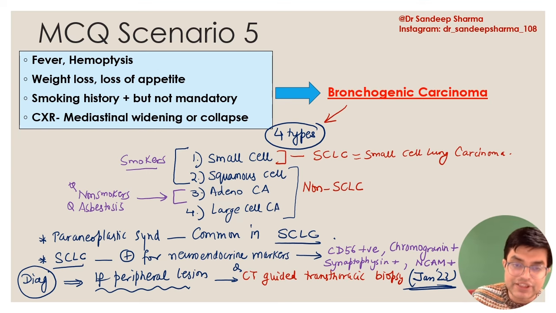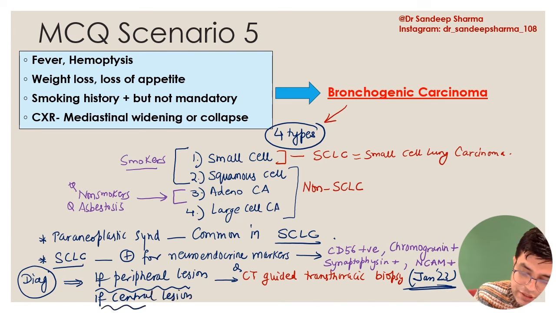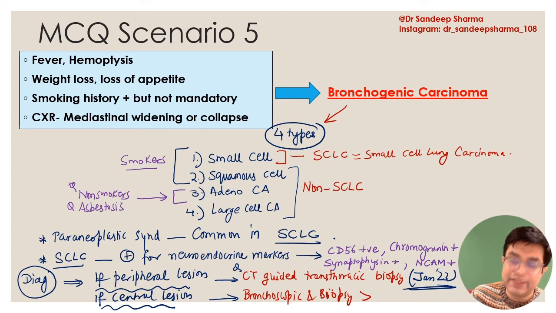And if the question says it is a central lesion, suppose आपने एक्सरे किया और सेंट्रल लीजन या ब्रोंकस के अंदर लीजन मिला, तो ऐसे पेशेंट के अंदर what investigation would you like to do? You would like to do bronchoscopic biopsy. So you will do a bronchoscopy and take biopsy from that. If that is not possible and that fails, then you can go for CT guided transthoracic biopsy.